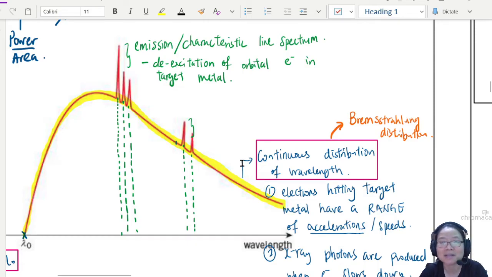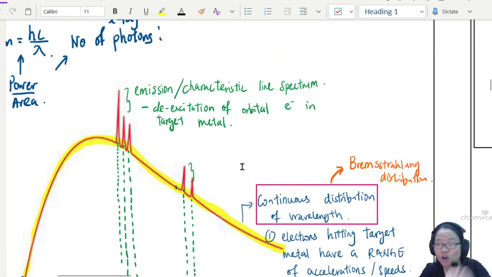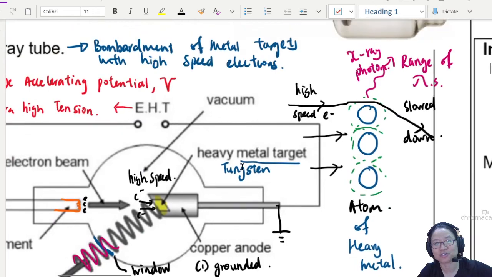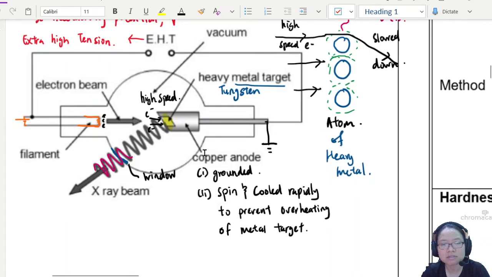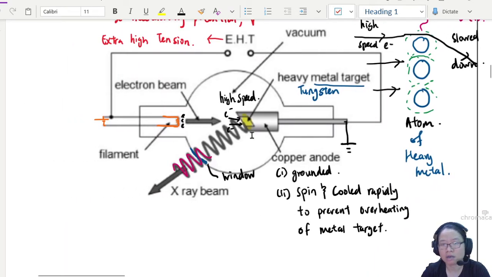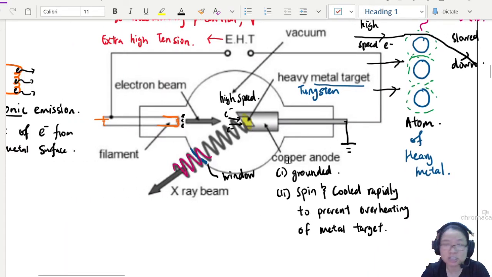Number two, it may strike jackpot and knock out one of the orbital electrons. When you knock out one of the orbital electrons, some other electron will come and take its place. That will cause your characteristic lines on your spectrum. Okay. So other things to note would be that the copper anode has to be grounded and spun and cooled so that you prevent overheating.